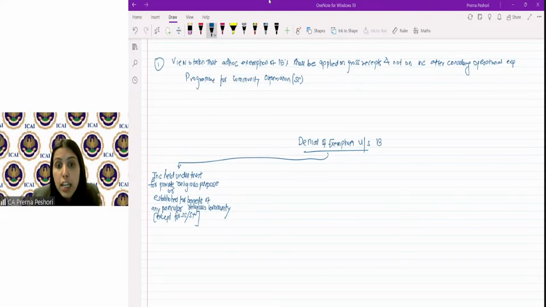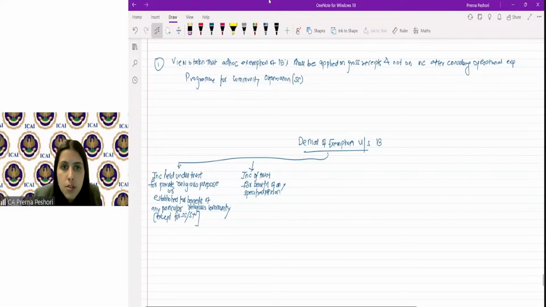Second situation. If the income of the trust is for the benefit of any person who is a specified person under section 13. So income of the trust for the benefit of a related person or a specified person, you can write: income of the trust which is for the benefit of any related, or you can write, the specified person. Now, who is a specified person?